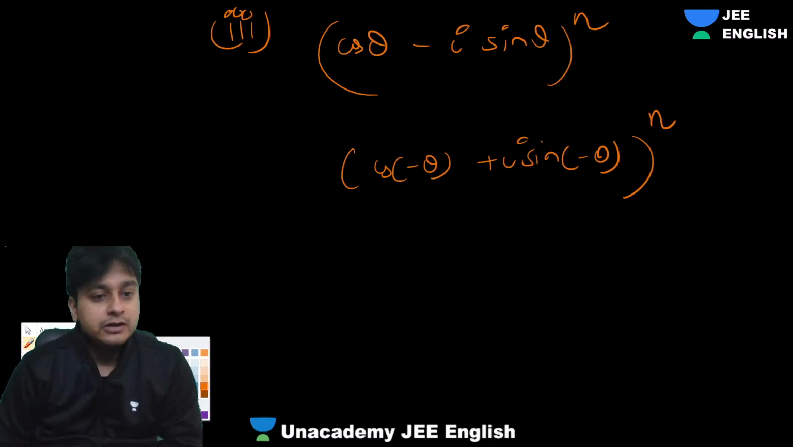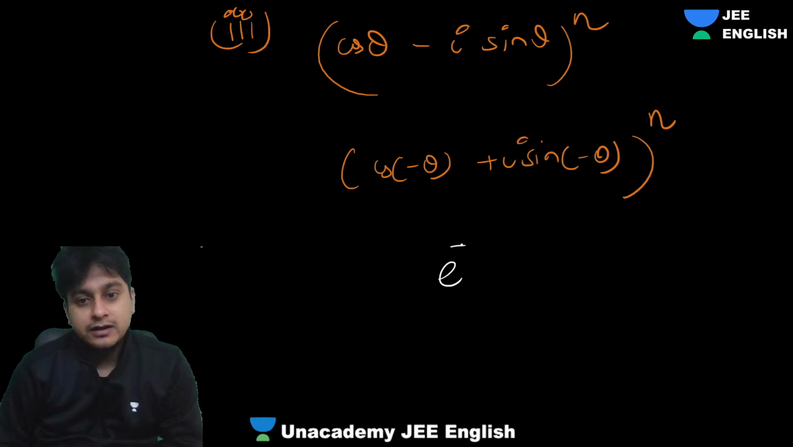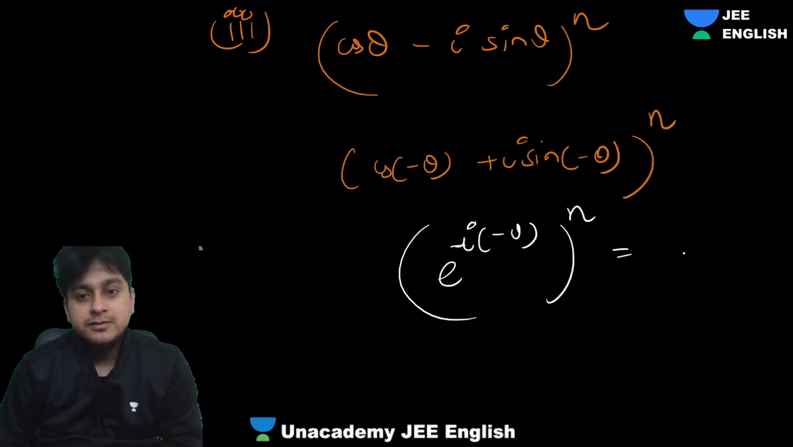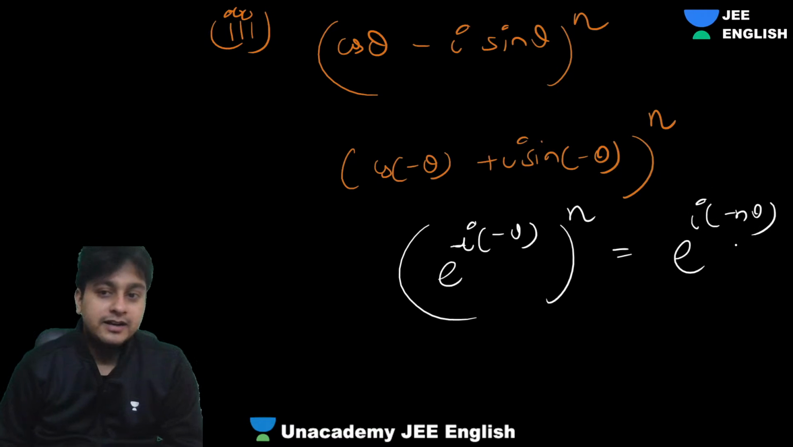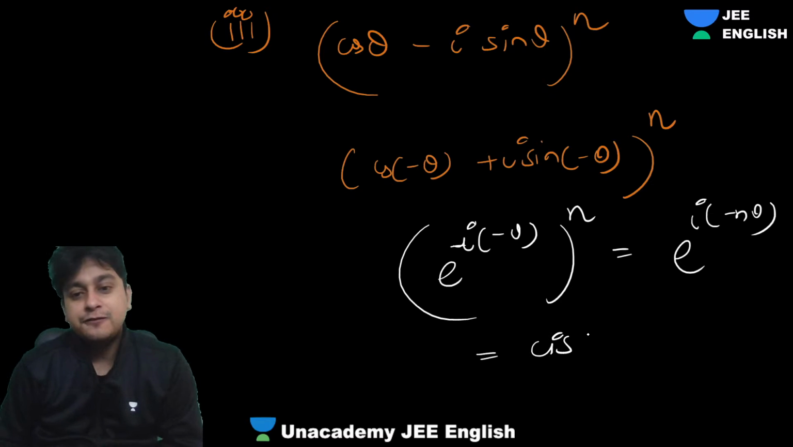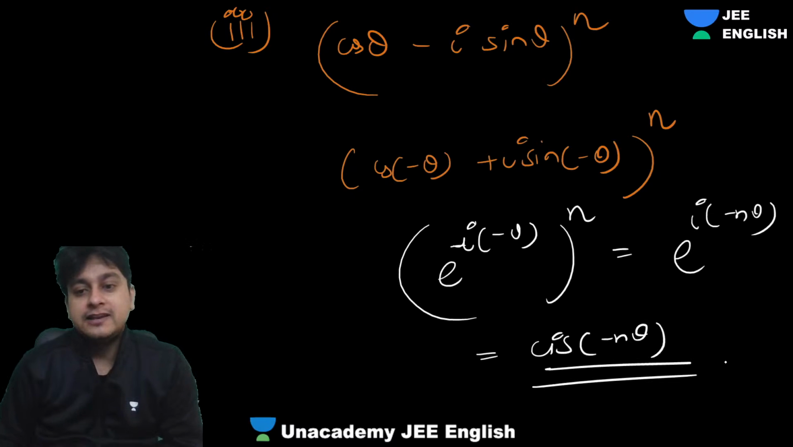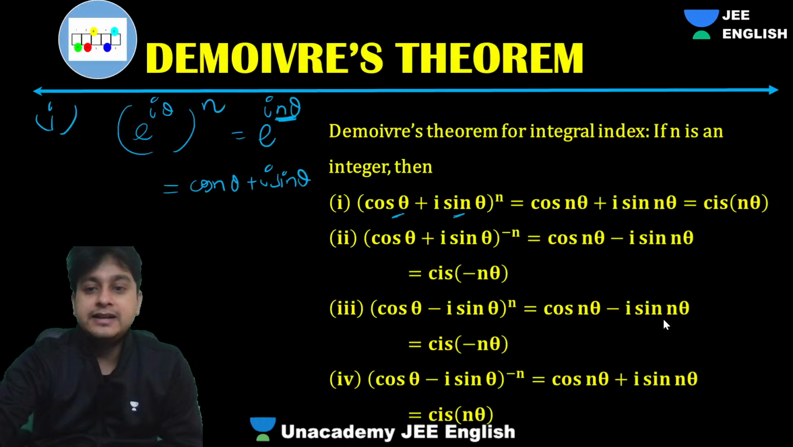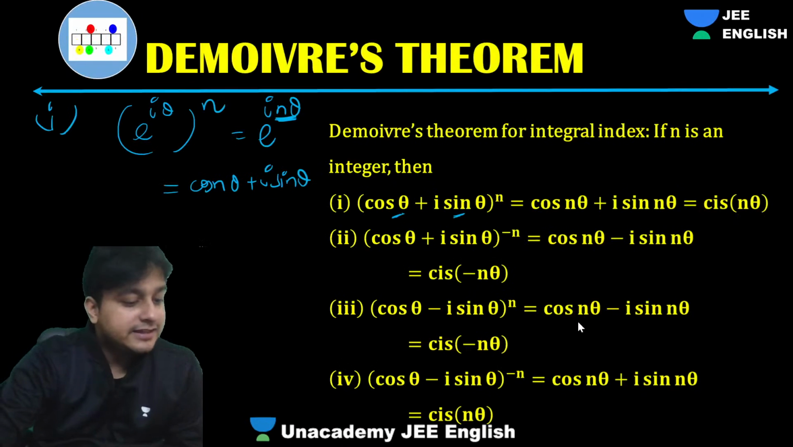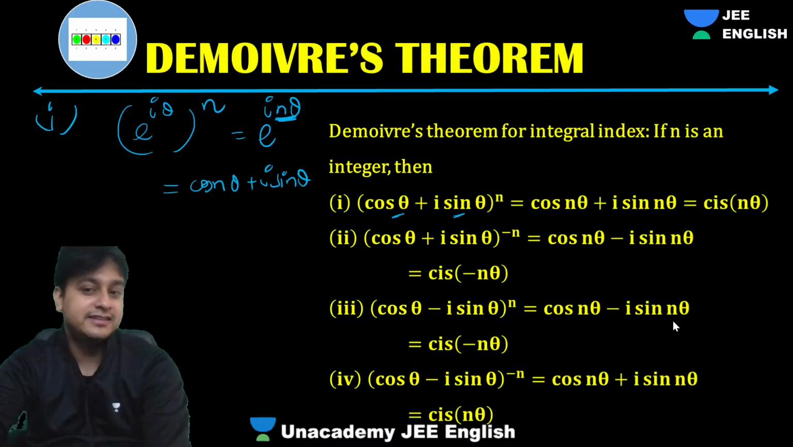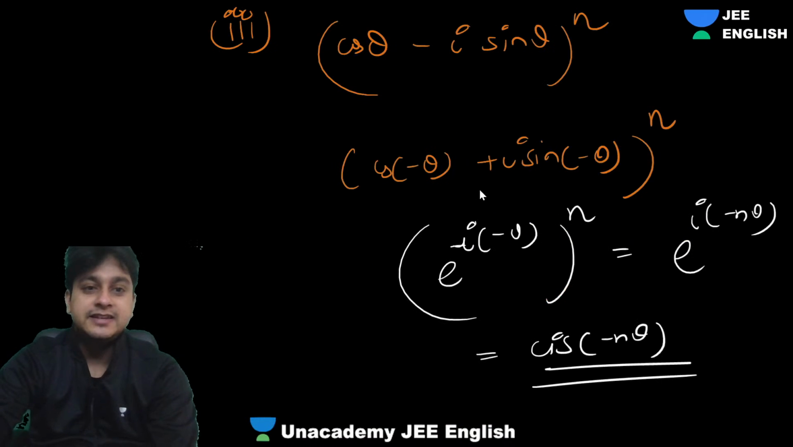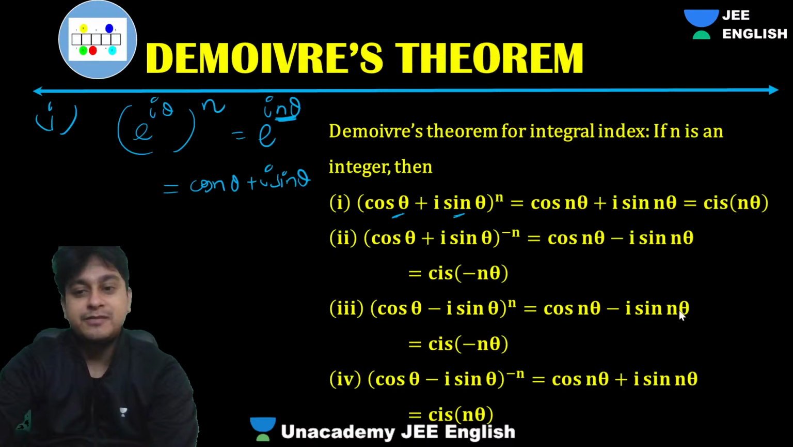So we can write this as (e power i of minus theta) whole power n. This will be what, guys? e power i minus n theta. Got it? Same thing now. So you can obviously, guys, write it as cis of minus n theta as well. Okay. So it's up to you. You can expand it and write it as cos n theta minus i sin n theta, because cos of minus x is cos x and sin of minus x is minus sin x.